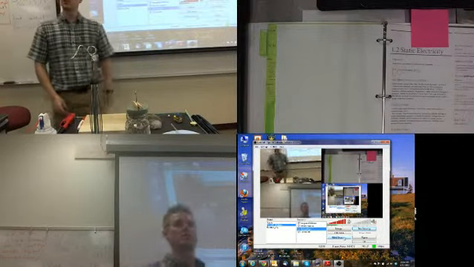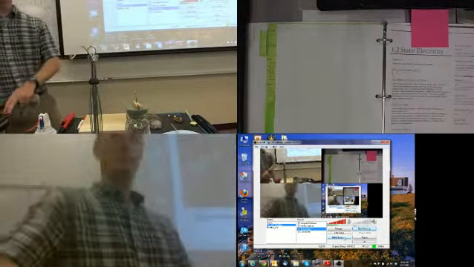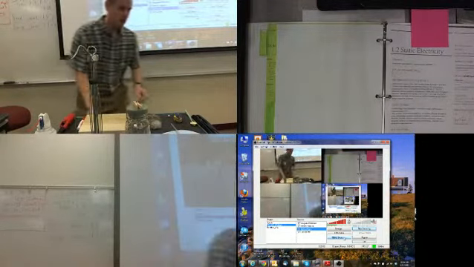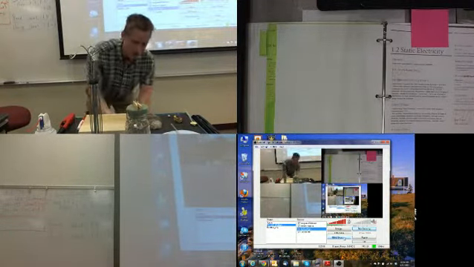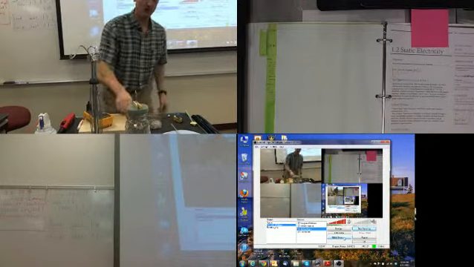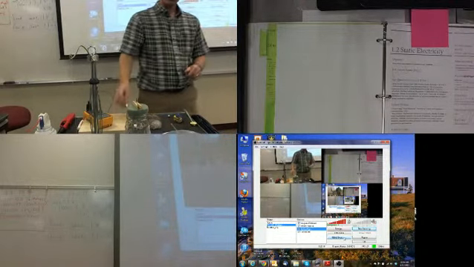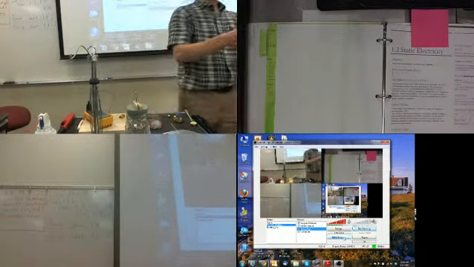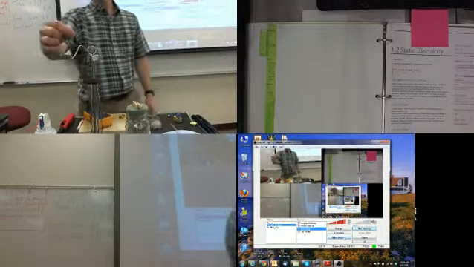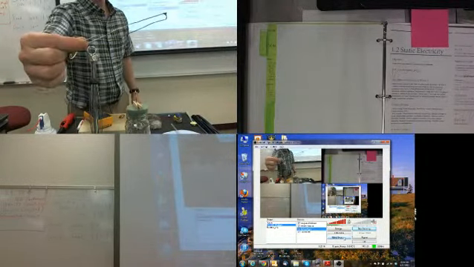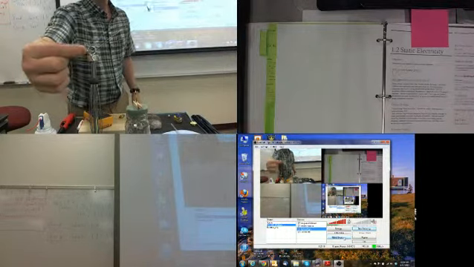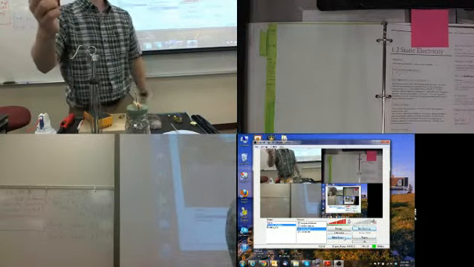Okay, so really quickly, other types of electricity, and then we'll do the lecture. This is a paperclip soldered to a copper wire.